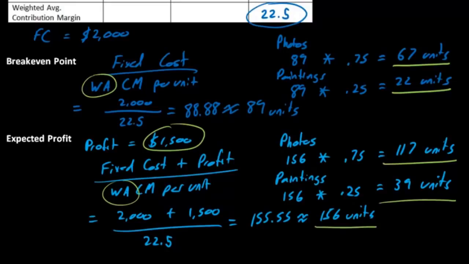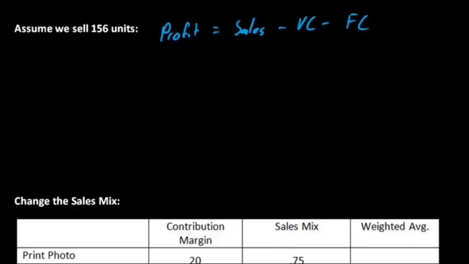Alright, so let's check this expected profit. With the expected profit of 1500, we figured that we need to sell 156 units, so we can check that as follows. We know that our profit is going to equal our sales minus our variable cost minus our fixed cost. And we know sales minus variable cost is equal to the contribution margin. So really, profit equals contribution margin minus fixed cost. So when we figured out to earn $1,500, we need to sell 156 units. We can check that in this formula right here.